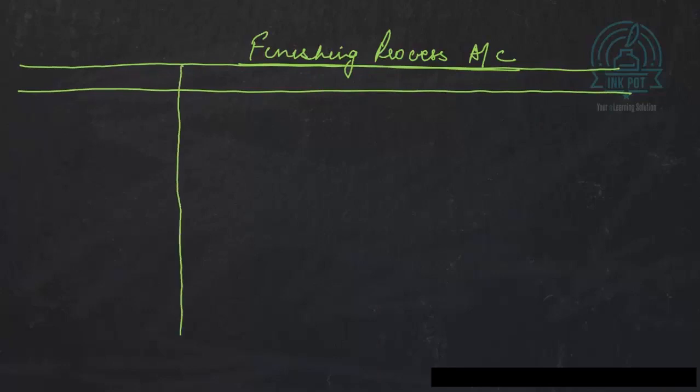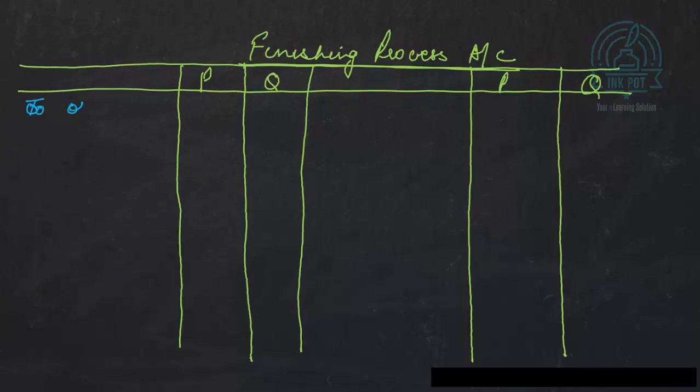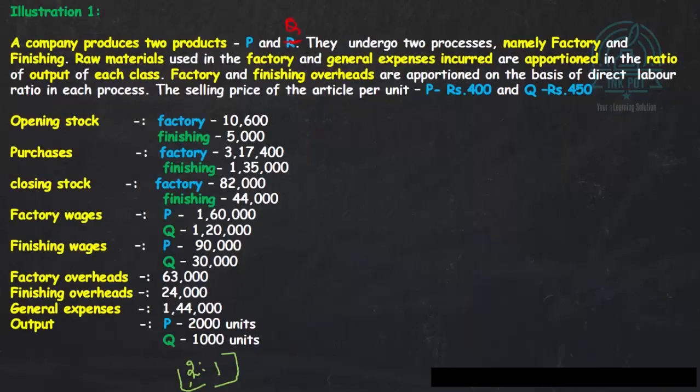Again a column for P, Q, then again P, then again Q, right? So P, Q, P, Q. So I'm writing here opening stock, which is, let me check what is the value of opening stock for finishing process.